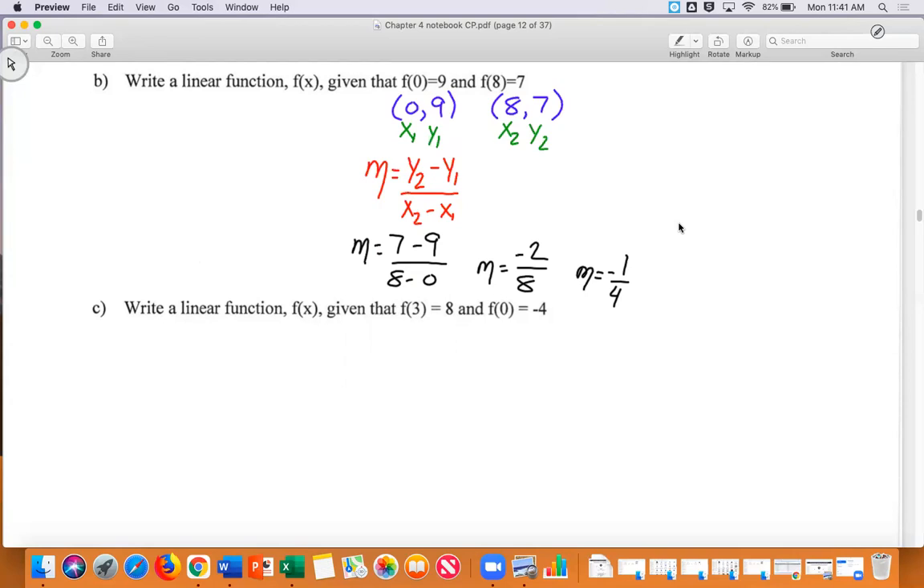Now, once I'm done, I need to restart it and go back through the steps. So I have m. Which point do you like better? 0, 9 or 8, 7? 0, 9, because there's a 0. Step number 1.